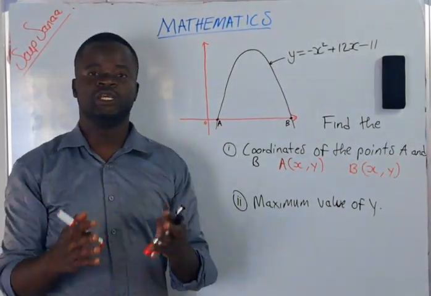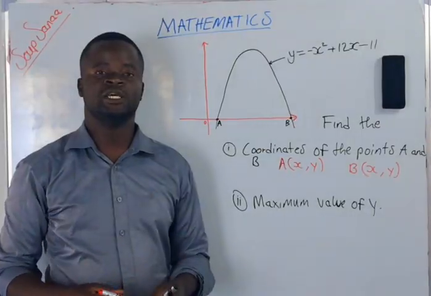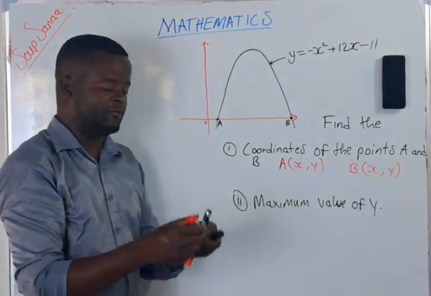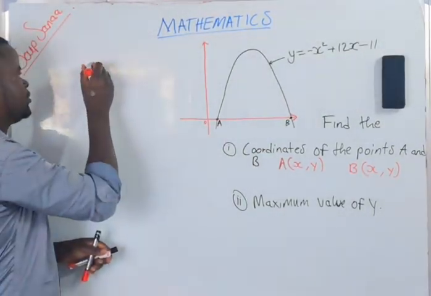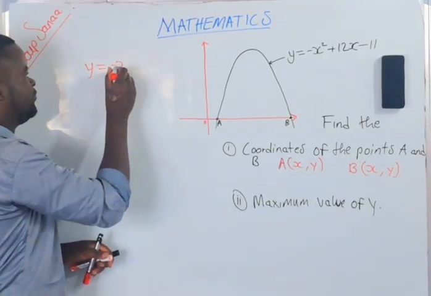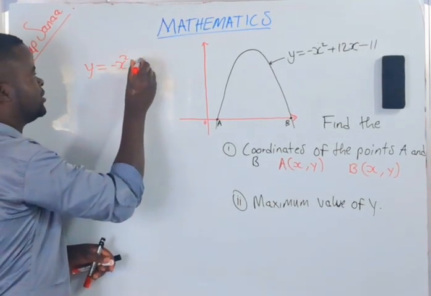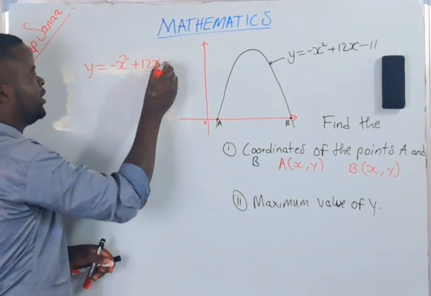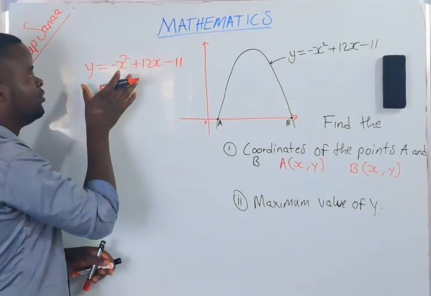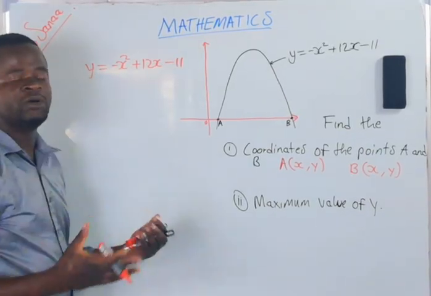First and foremost, we need to factorize the equation that is defining this particular what? Curve. So what are we saying? We are going to say y is equal to negative x to the power 2 plus positive what? Positive 2 of x minus what? 11. So first thing, we need to let y be equal to 0.